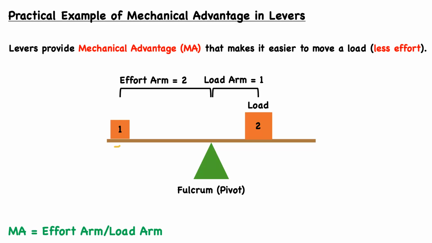First of all, we're going to use a second load to represent the effort. Here on the left, where we have this square labeled 1, this is going to represent our effort. And on the right, we have our load. We can see the load has a value twice that of the effort. Conversely, the effort arm, the distance from where effort is applied to the fulcrum, is twice as large as the load arm, or the distance from the load to the fulcrum.